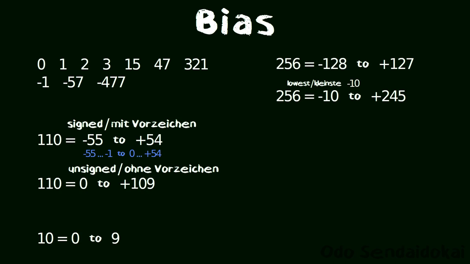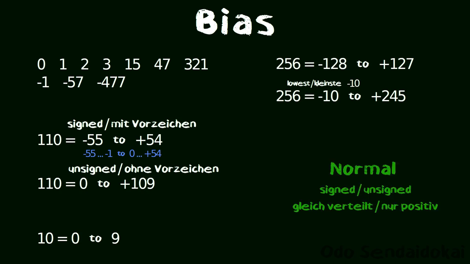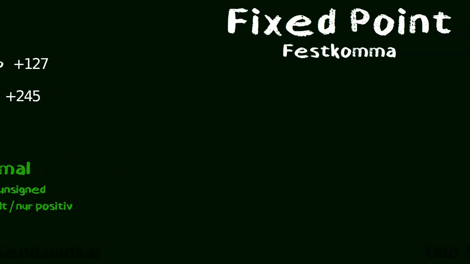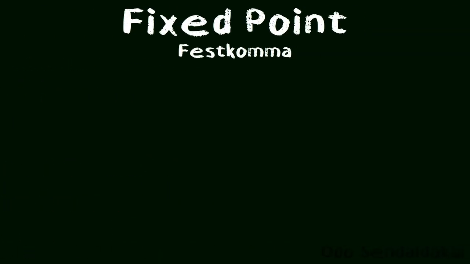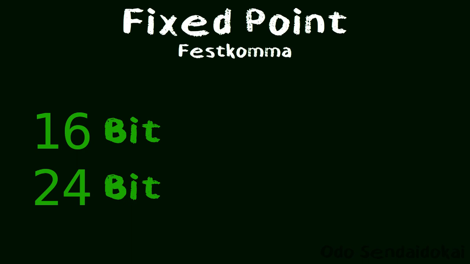In other words, the bias determines whether I only have positive numbers or how I distribute my numbers on the negative and positive side. In computer science, the most common biases are either only positive or an even distribution in negative and positive. Now the fixed point numbers, in other words, the 16-bit and the 24-bit.